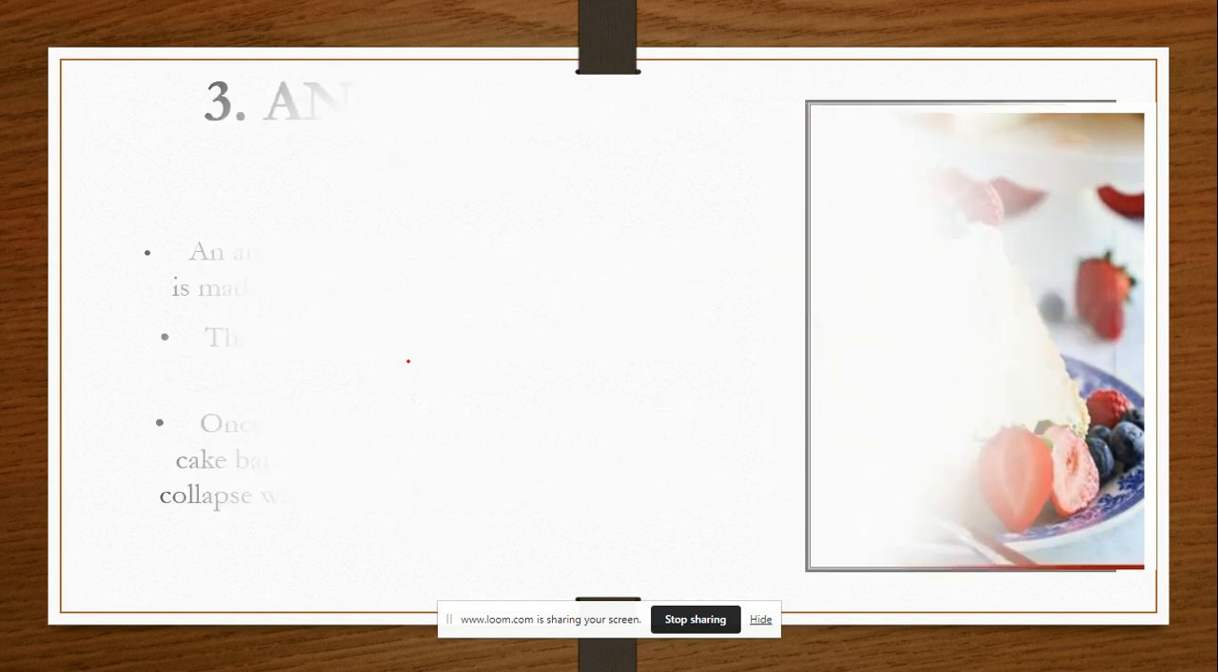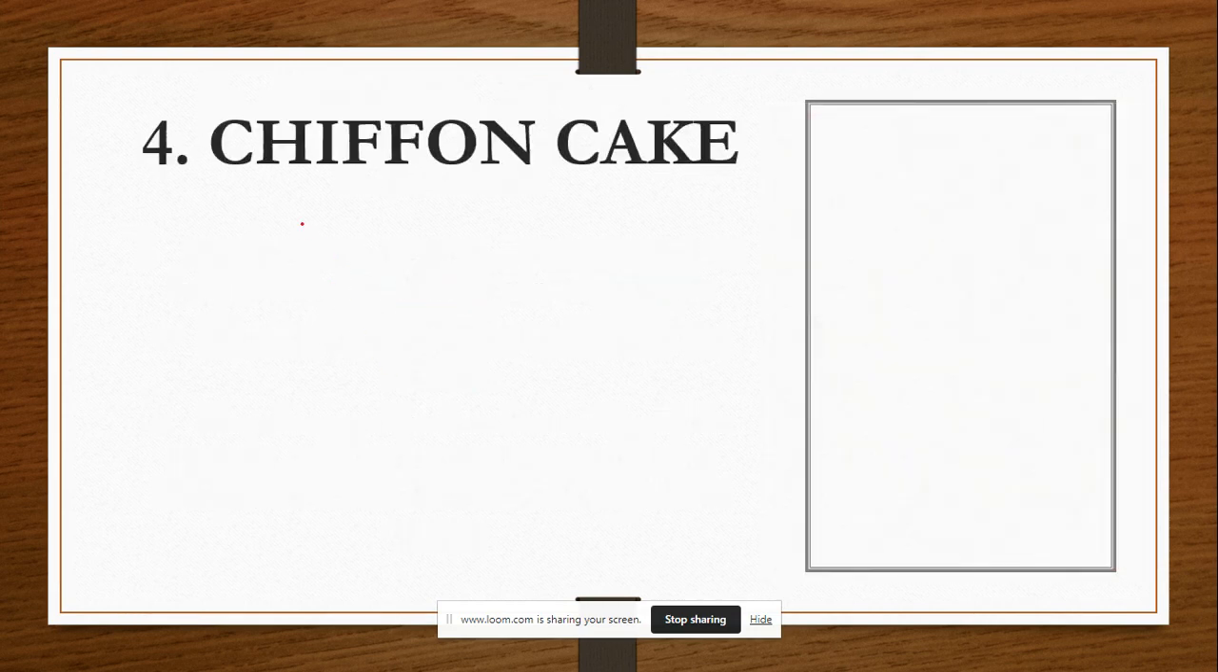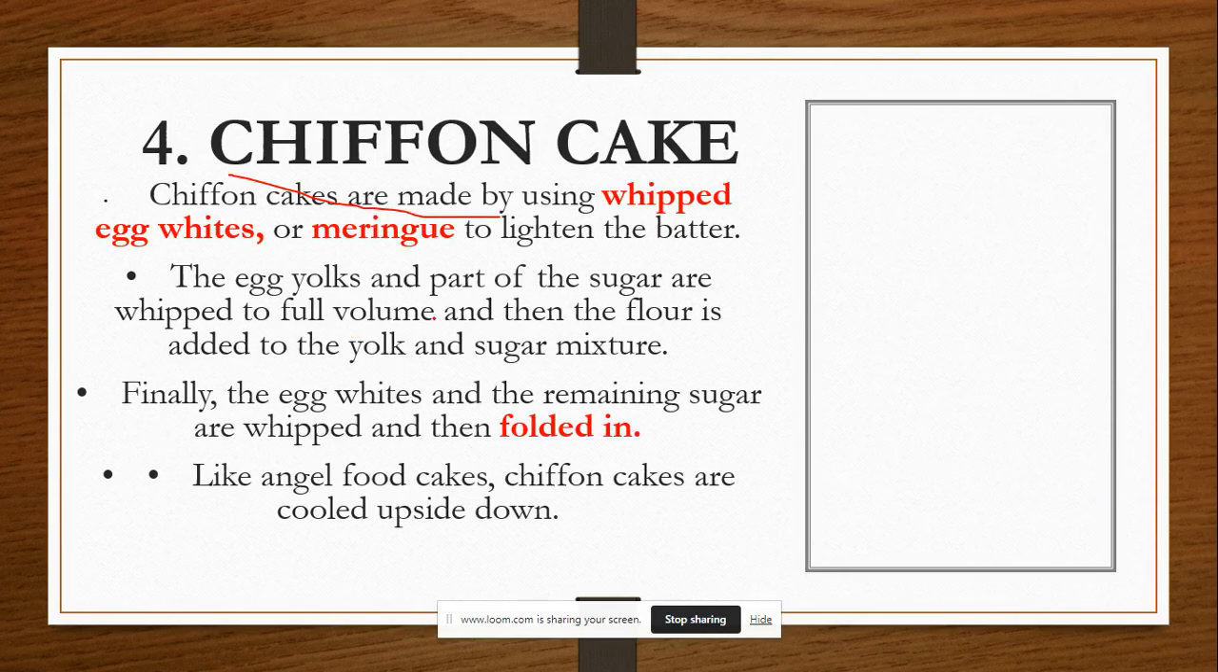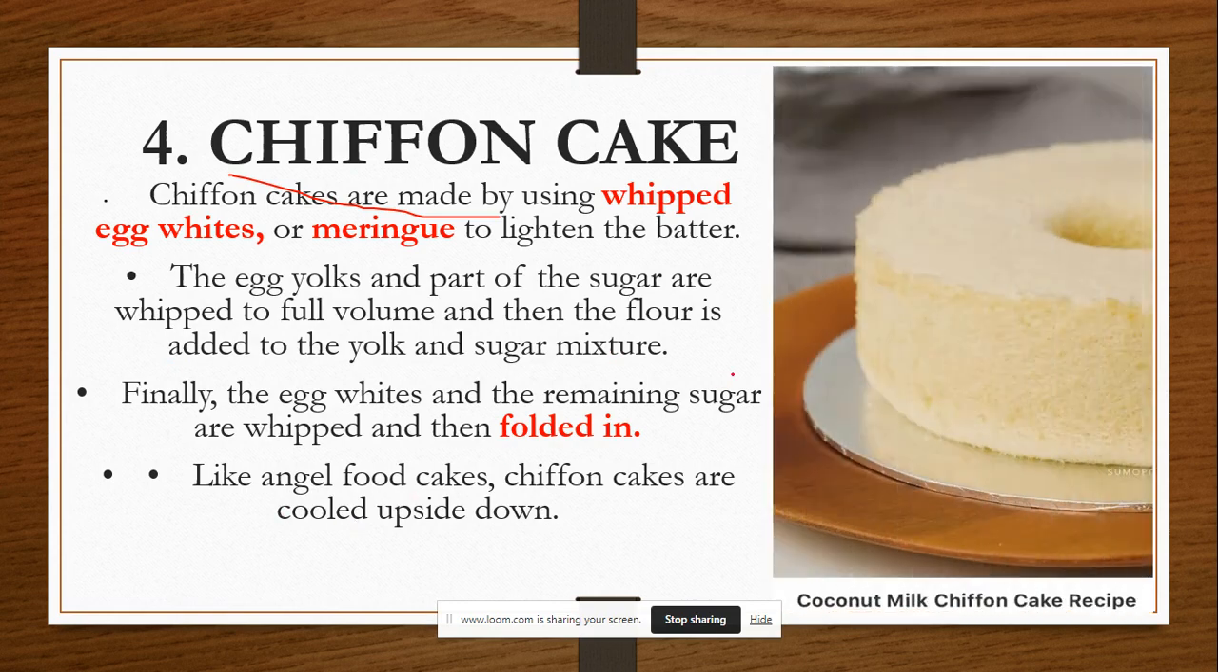So the next cake is a chiffon cake. A chiffon cake is made by using whipped egg whites to lighten the batter. Note that for chiffon cake, you're using both egg yolks and egg whites. For angel food, you're using only egg whites. So for chiffon cake, the egg yolks and part of the sugar are whipped into full volume, and the other ingredients are added and folded into the egg whites.